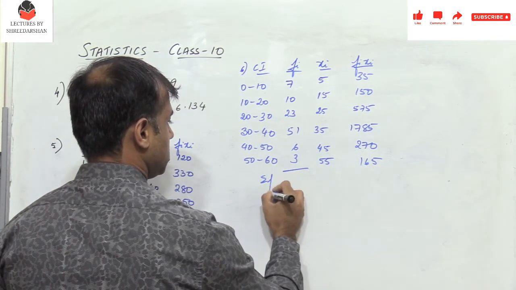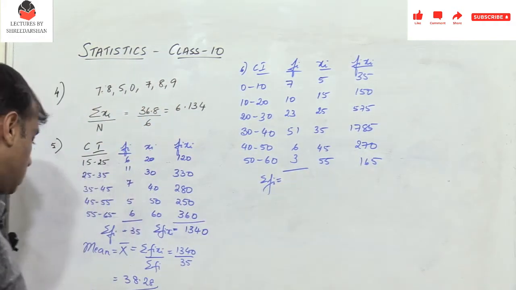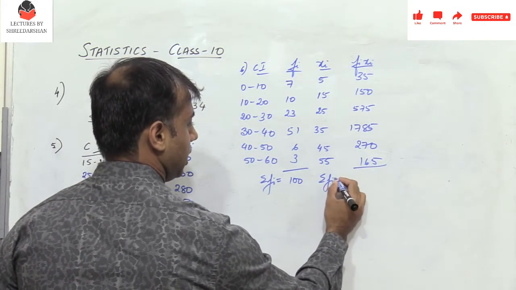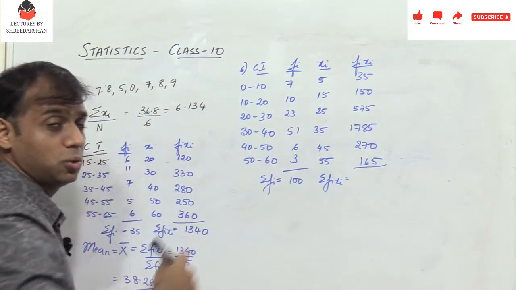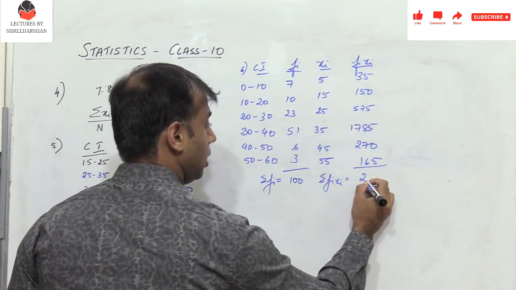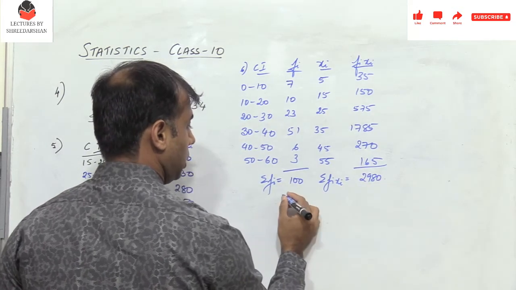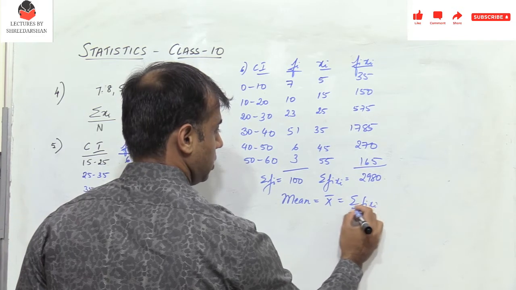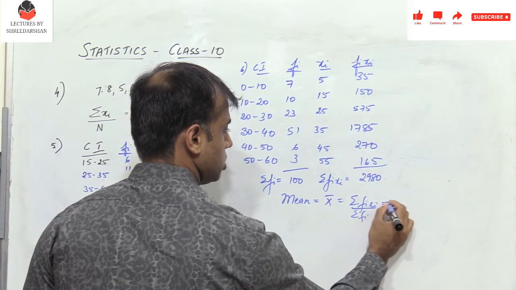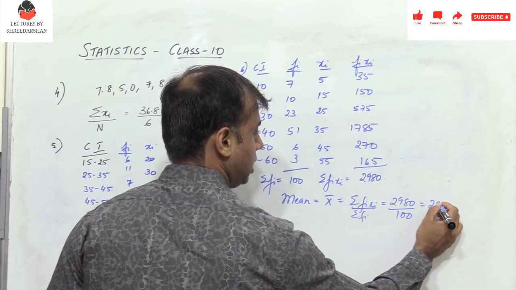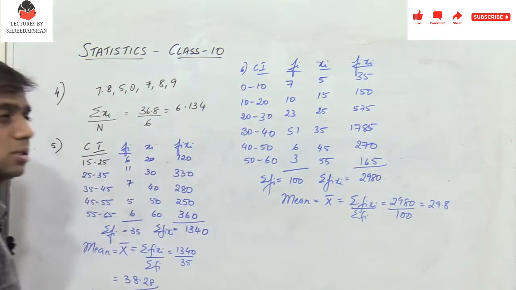Now find the summation fi. So when you add up all, you get 100. And here when you add up summation fi xi, so make sure that you do the addition carefully, you get 2980. And what is mean? Mean is summation fi xi divided by summation fi, which is 2980 divided by 100. So you get 29.8. So this is the mean value.